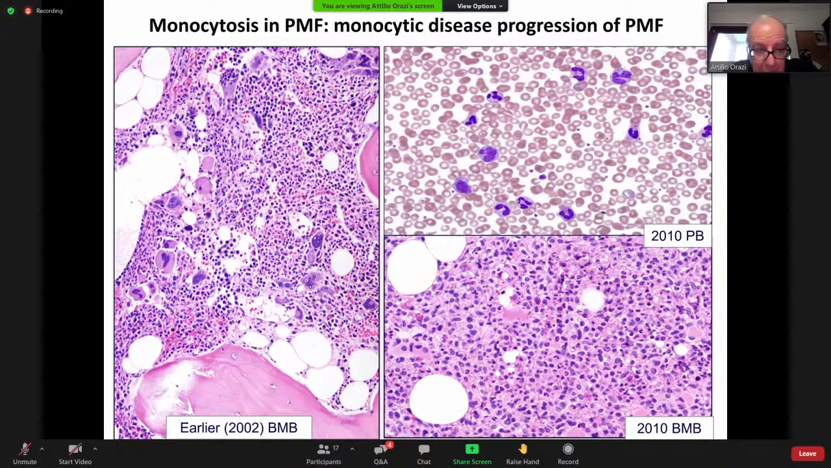Again, this is another situation in which you can find monocytes and you might call it CMML. But if you look at the bone marrow, here there is a history. You have to go back in time, look at the initial bone marrow, you can see it's PMF. So this would be a wrong diagnosis.